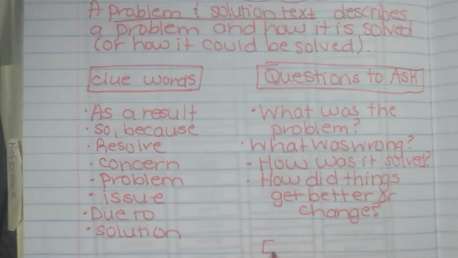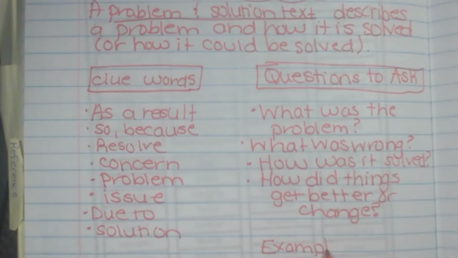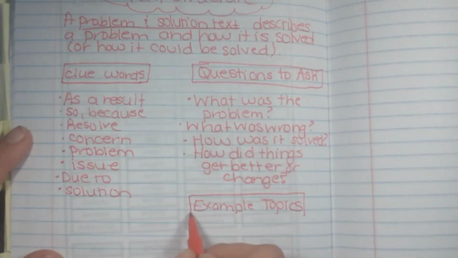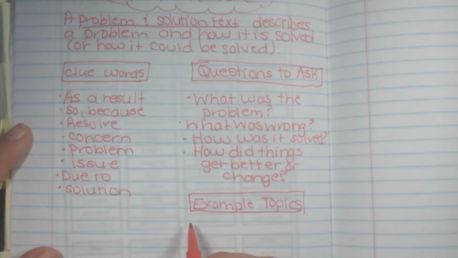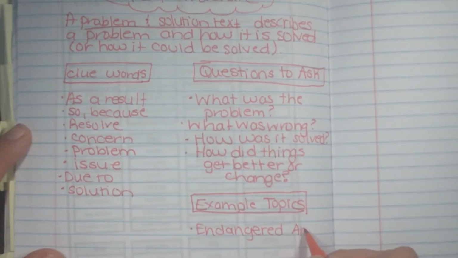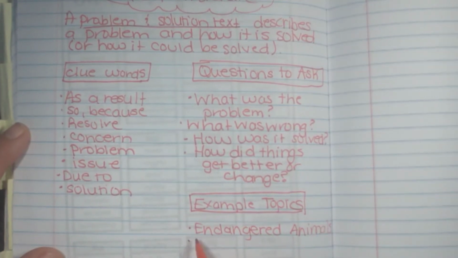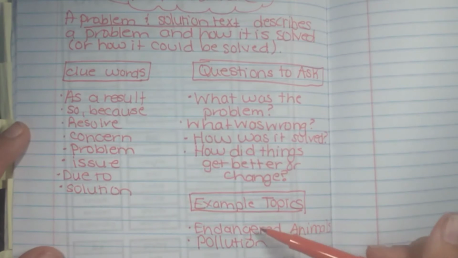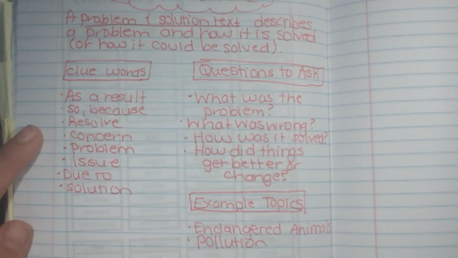Some example topics that we can discuss in problem and solution text structure could be endangered animals. It could be pollution. There's a lot of topics, but here are some examples you might see. And yes, they can discuss the cause of each, but remember, cause and effect only tells you the causes and effects. It does not offer you a solution. Problem and solution does.